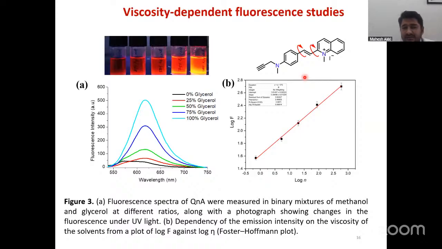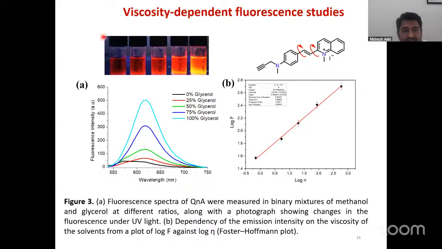So here, this approach is often used to gain insights into the local environment of the fluorophore or the molecule in the solution. Glycerol is a highly viscous solvent, and for this purpose it is used in such studies, because this highly viscous solvent can significantly slow down the molecular rotation, making it ideal for investigating the effect of viscosity on fluorescence. So here we have examined the fluorescence properties of QNA in various viscosity mixtures by altering the ratio of methanol to glycerol.